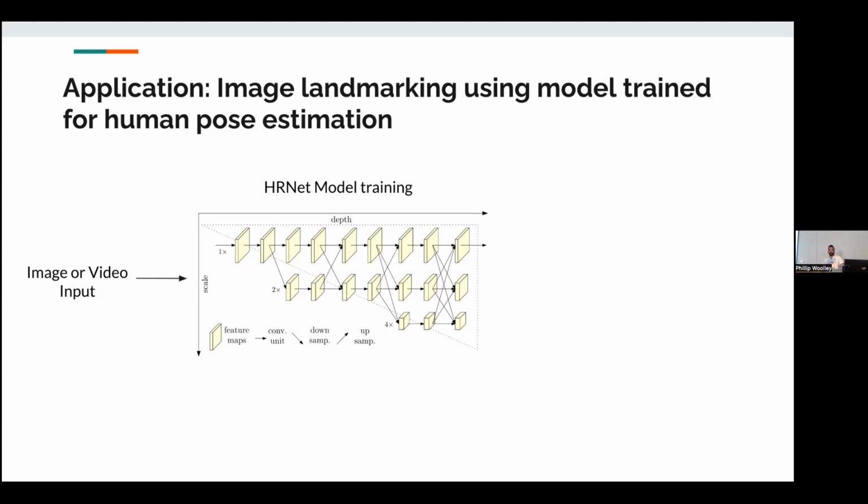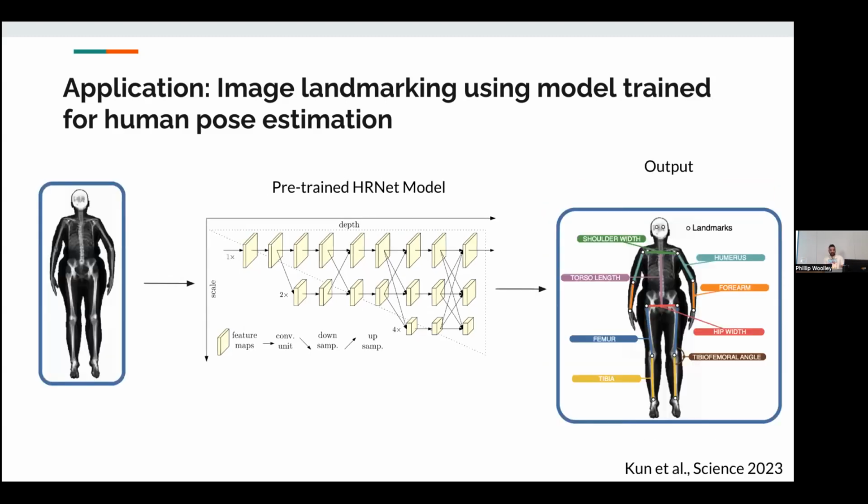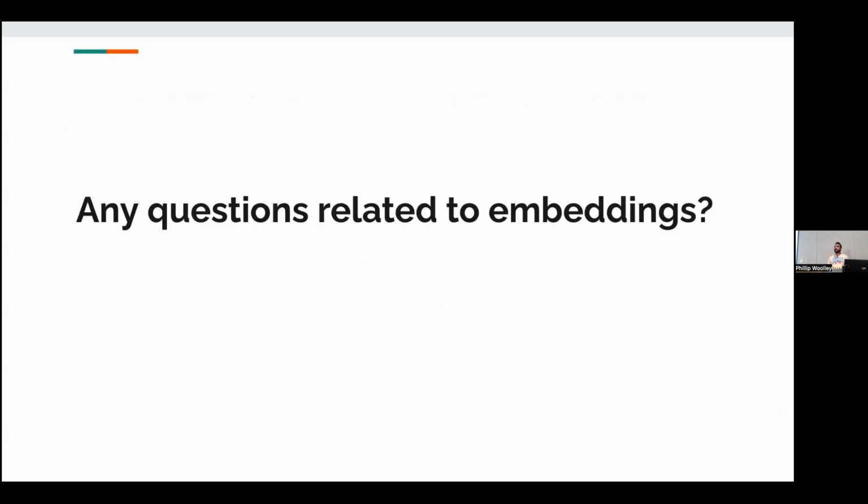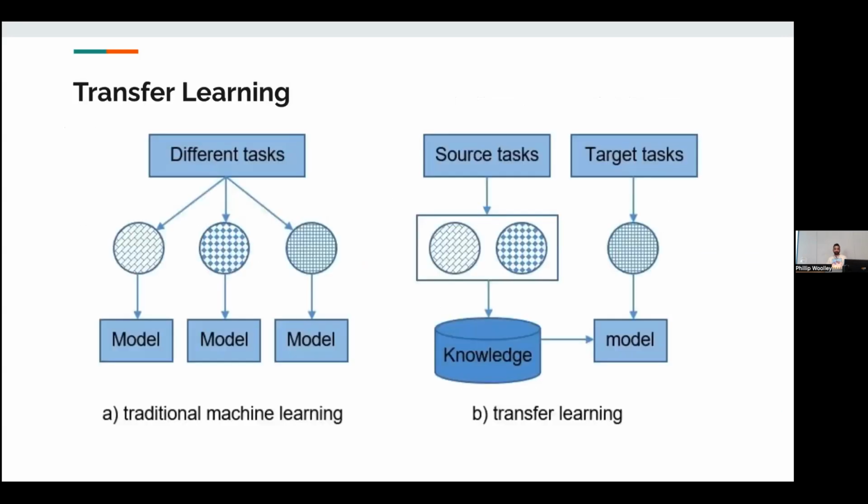Any more questions? Okay, great. I think we had really good discussions on embeddings, and I think that helps clear things up. Now I'll move on to the next section, which is transfer learning.